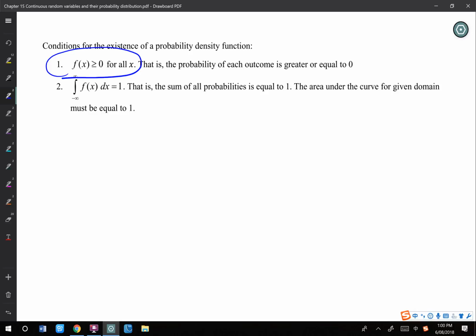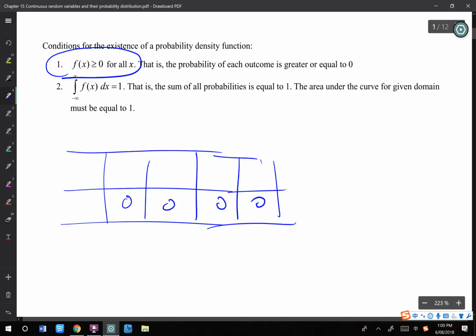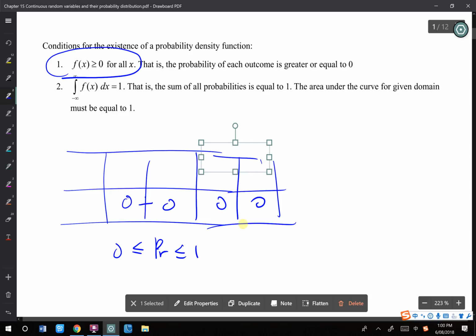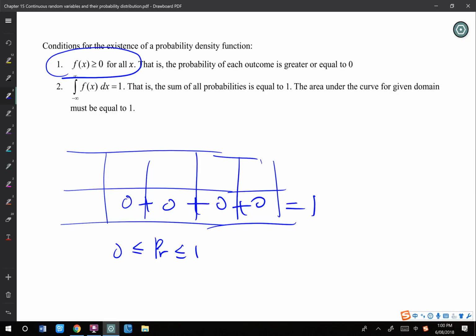There are two restrictions. Remember for the table method, each individual value needs to be between 0 and 1, like probability needs to be between 0 and 1, and when I sum all of that, it must give you 1. So it's a very similar thing here. Everything needs to be above the x-axis. There's no restriction of 1 on the individual values, but they need to be positive. The second is that the area under the whole function needs to be 1. So why do we have that?